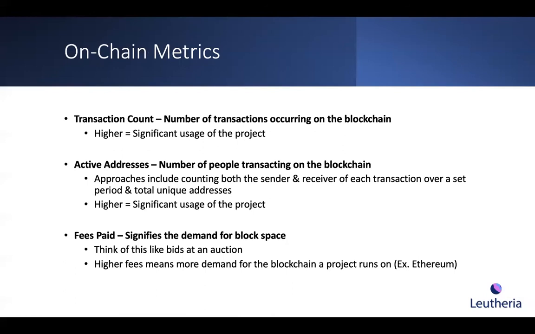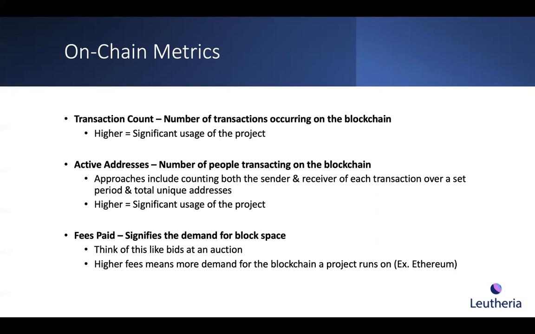The third set of metrics here is on-chain metrics. Now, these metrics are where you're looking at the actual blockchain data itself. So the blockchain that a project sits on has different metrics associated with it. And if you look at those, you can really understand what is the actual usage of this blockchain and of this project. So the first of those is the transaction count. Now, this is the number of transactions that have occurred on the blockchain. So it's a very simple metric to look at.